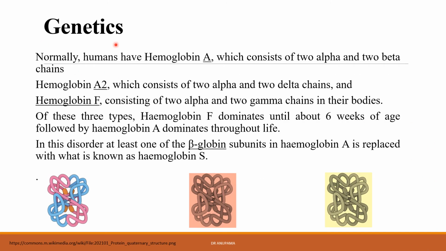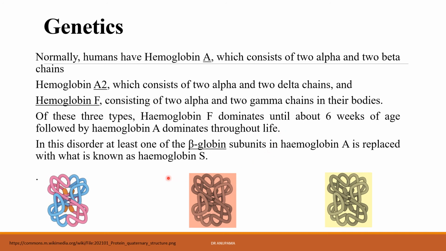Then genetics. Normally humans with hemoglobin A, it consists of 2 alpha and 2 beta chains. Hemoglobin A2 consists of 2 alpha and 2 delta chains. Hemoglobin F consists of 2 alpha and 2 gamma chains. Of these three types, hemoglobin F dominates until about 6 weeks of age, followed by hemoglobin A, which dominates throughout the life.